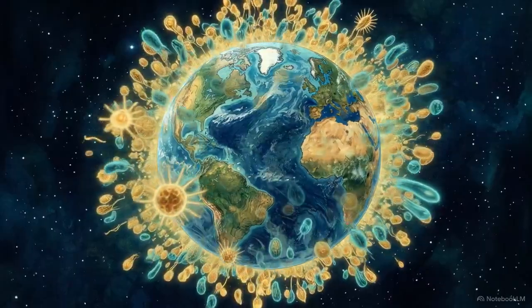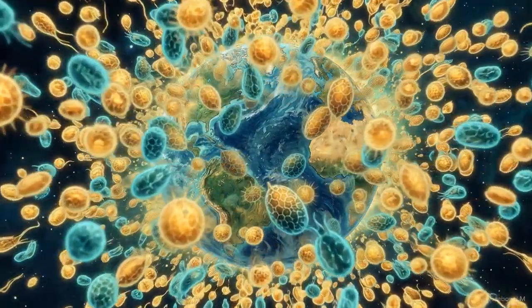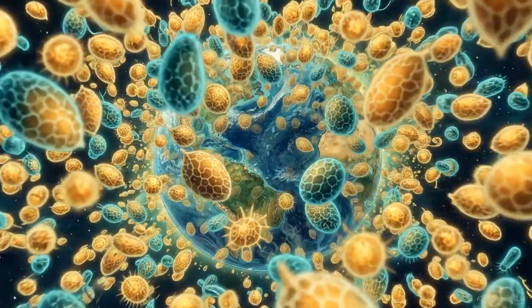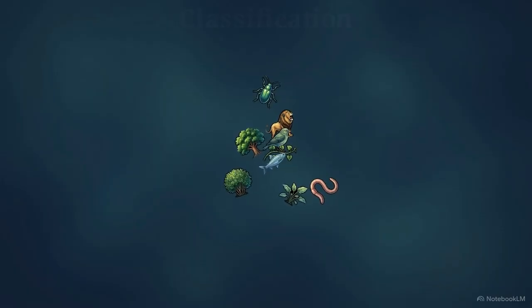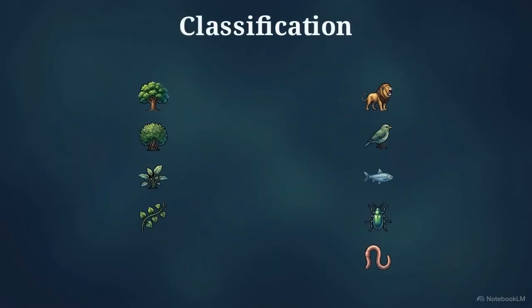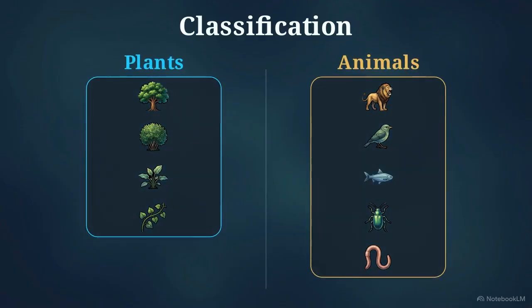Imagine looking at the Earth and trying to make sense of millions of different life forms all at once. Without a way to group them together, studying biology would be almost impossible. We need classification. That means arranging living organisms into specific groups based entirely on their similarities and differences.